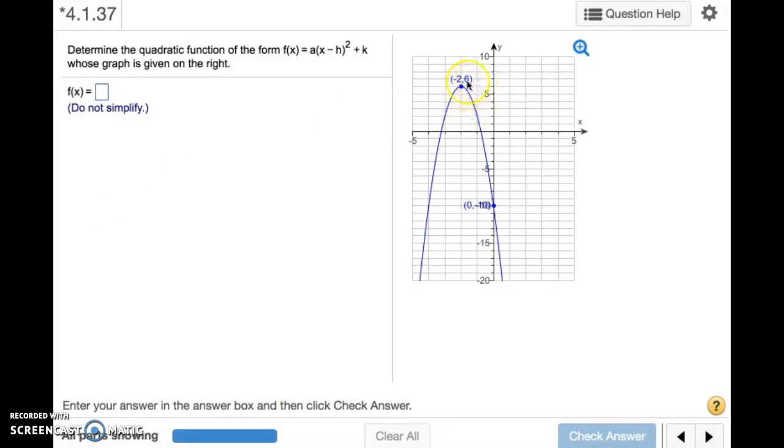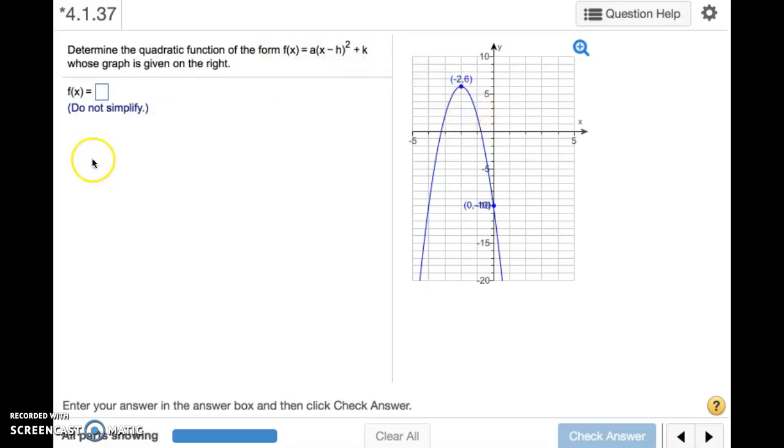When you have a graph, you need to know your vertex and you need to know at least one other point on the graph. It will be very beneficial if you know one point on either side. So 1 unit away from this vertex, that point's going to be very helpful. And I'm going to show you how to use that as we rewrite it in vertex form.